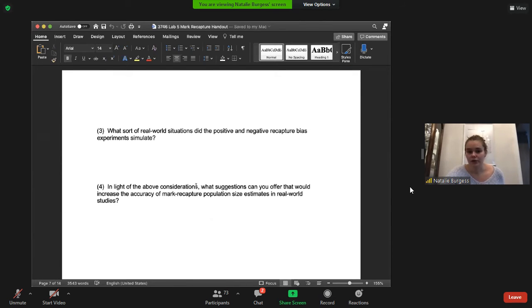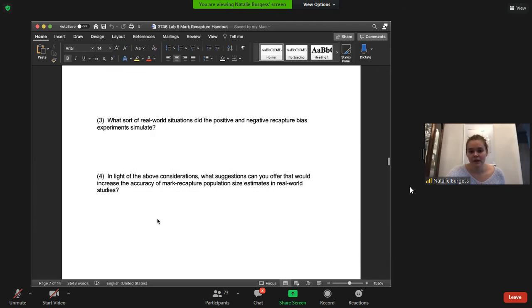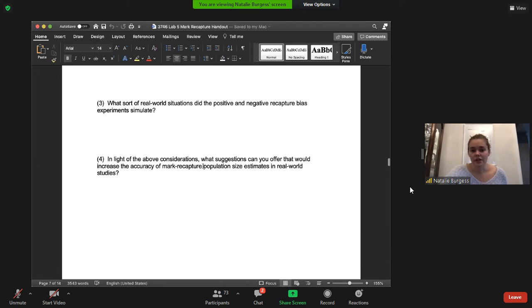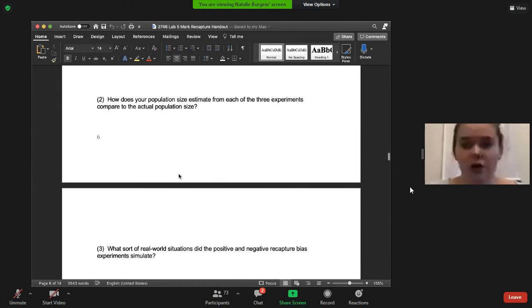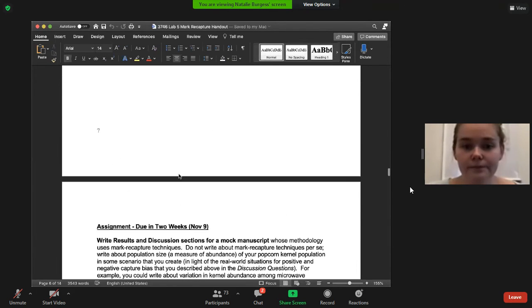What sort of real-world situations did the positive and negative recapture bias experiments simulate? And in light of the above considerations, what suggestions can you offer that would increase the accuracy of mark recapture population size estimates in the real world? So these are the 4 discussion questions that we're going to be talking about in our breakout rooms.